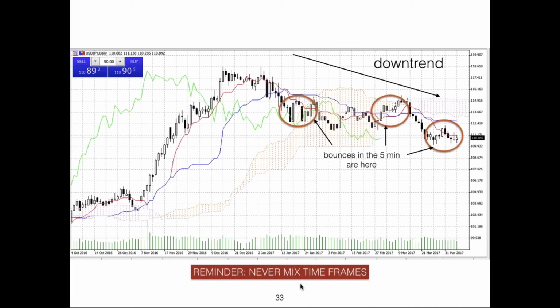If the general trend is down, then we take a look at the 5-minute chart to see the highs and the lows, and we will pick a specific entry. Using the candlesticks, Kijun-sen and Tenkan-sen, and those divergences, we will be able to find a specific entry. So reminder, never mix time frames.